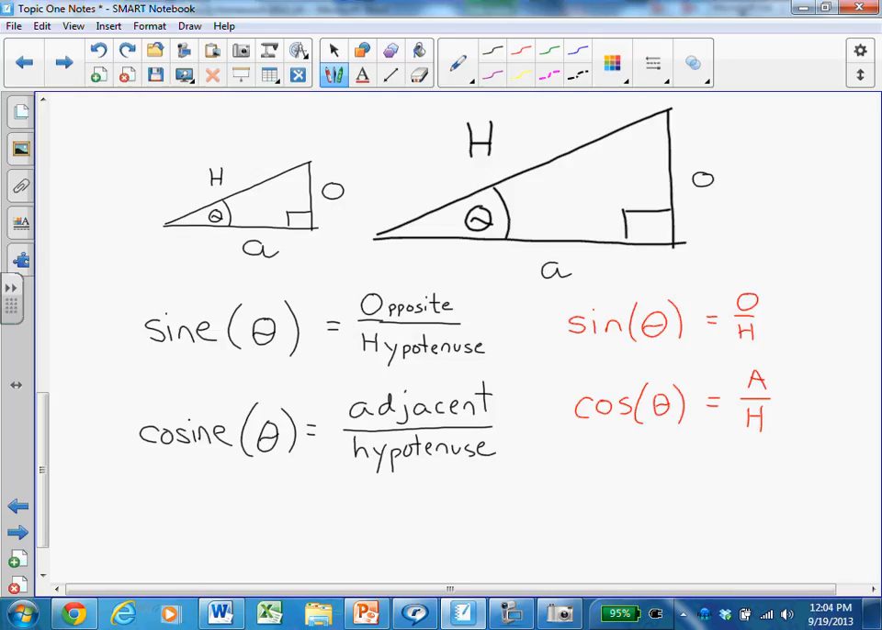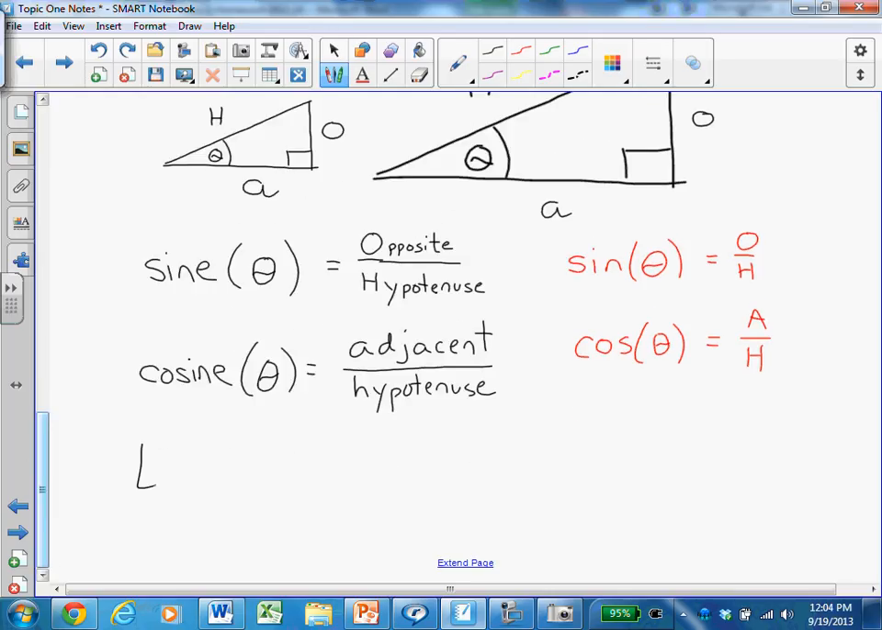Alrighty. What's our last one? Anyone know? Tangent. Opposite over adjacent.